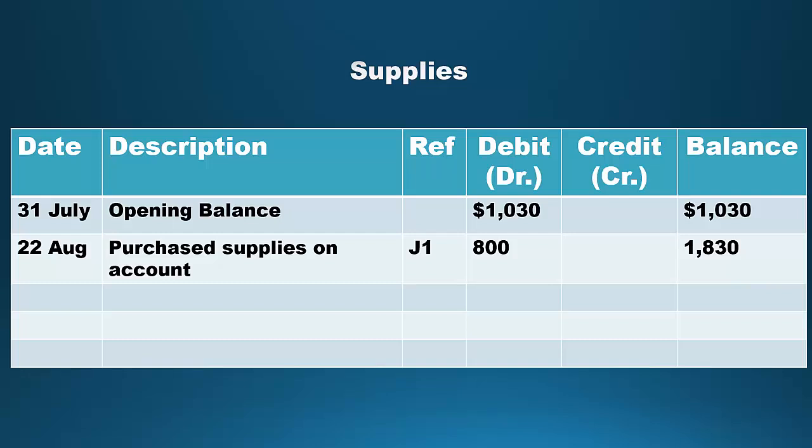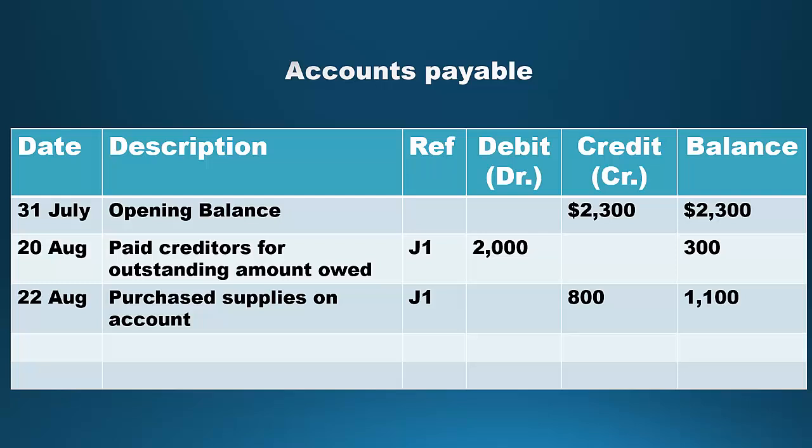Posting to the ledgers. Supplies ledger. 1. Date. Write the date, August 22. 2. Narrative. Add the narrative: Purchase supplies on account. 3. Reference. Include the journal reference, J1. 4. Amount. Enter $800 in the debit column. We debit supplies because the business is increasing its asset inventory of supplies, and increases to assets are recorded on the debit side.